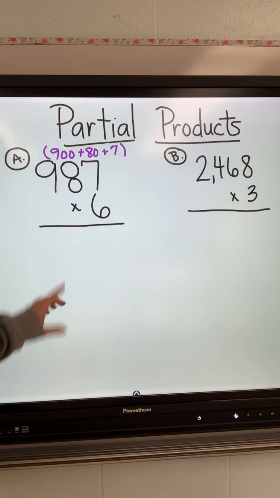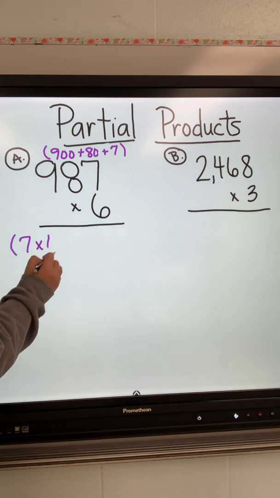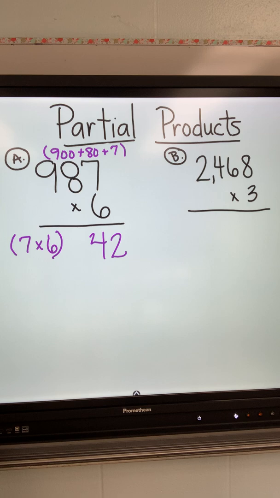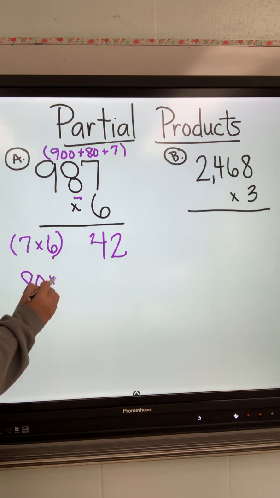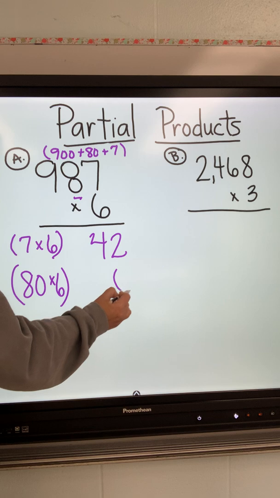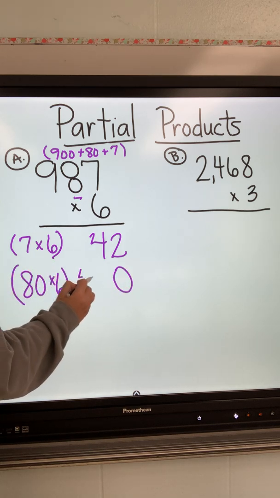You can do that. You do not have to do that because you're actually going to do it over here to the side. So the first thing I'm going to do, I'm going to look at the value of the 7, and I'm going to multiply it first. 7 times 6 is 42. Okay? Then I'm going to look at the value of the 8, which is 80. I'm going to multiply it times 6. Now I have 1 zero there. I can bring it down, or I can say 0 times 6 is 0. And 8 times 6 is 48.